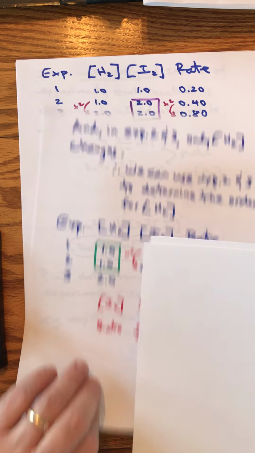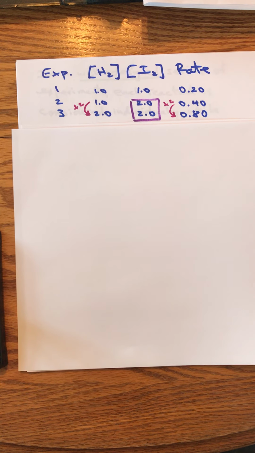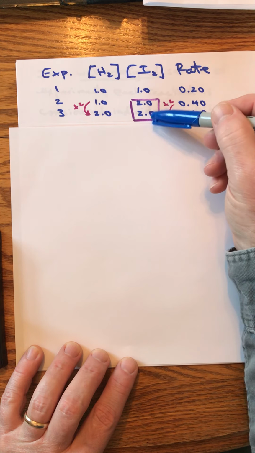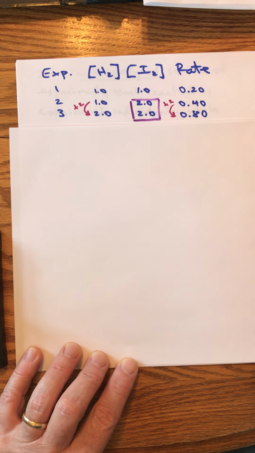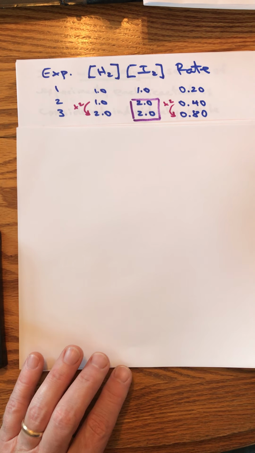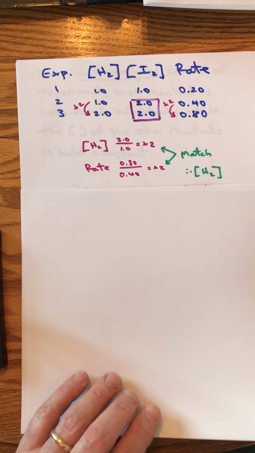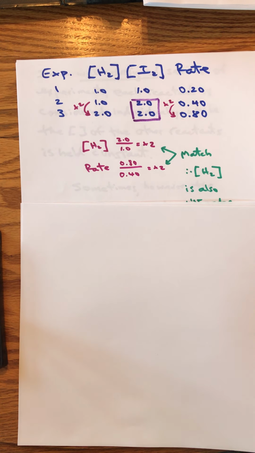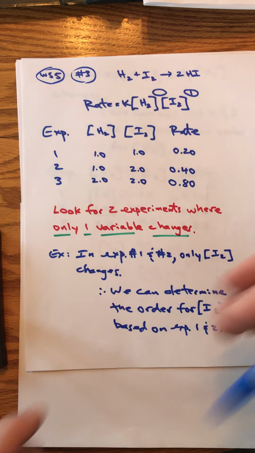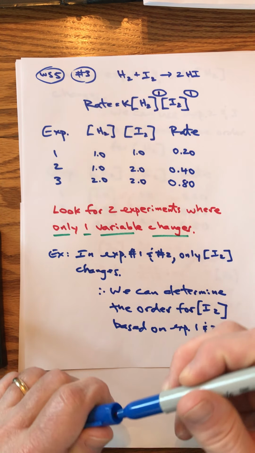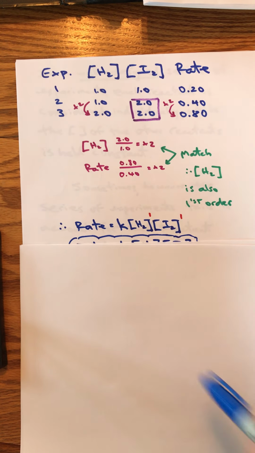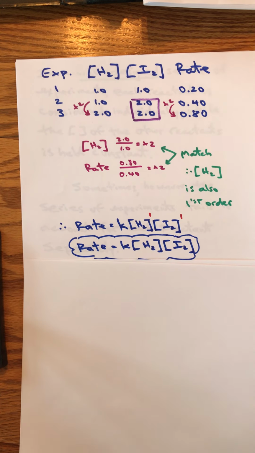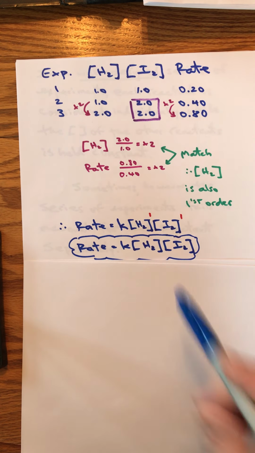Then I go to my next experiment and I say, all right, well, in experiments 2 and 3, I left I2 alone and I doubled H2. Oh, and my rate also doubled. Okay, so H2 is also first order. So I can go back here and say, all right, well, that one's first order. So there it is. First order for H2, first order for I2. First order means it's to the first power. No big deal, they drop out.